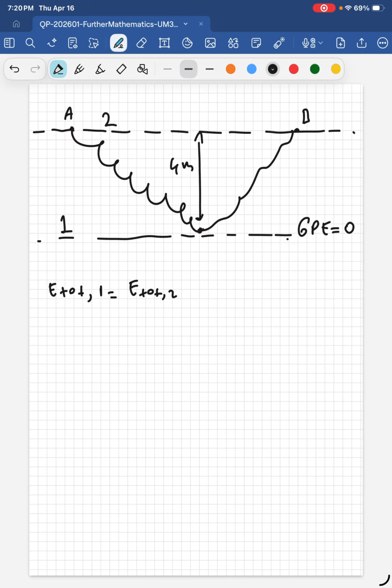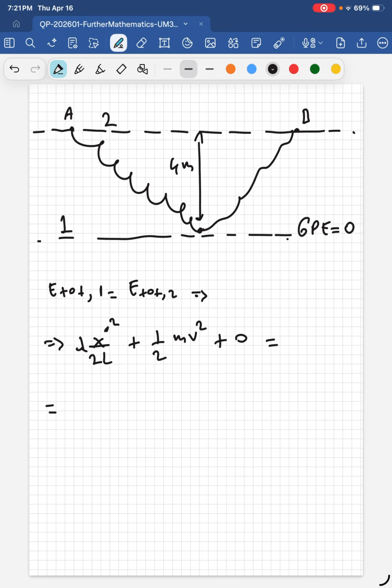Okay, what's the total energy at... let me think, the total energy at point 1 is going to be lambda times, let's call it x prime squared over 2L from the elastic energy of the string, plus the kinetic energy 1/2 mv squared, plus 0 because GPE is 0, okay? And this should equal the total energy at 2.